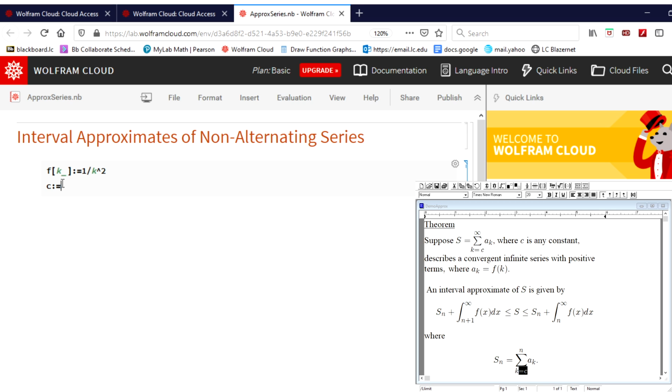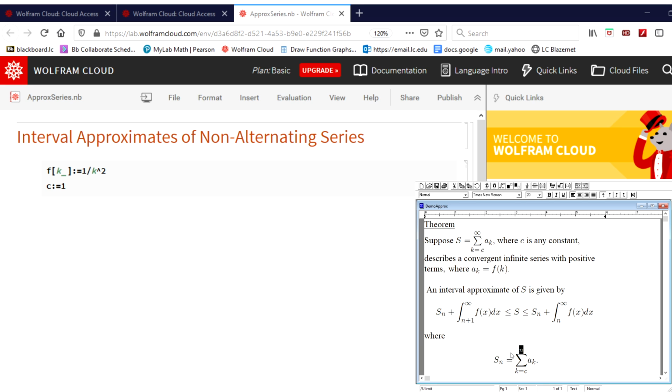Where we might naturally start 1 over k squared will not be at 0, because 0 would certainly produce an undefined term for the first term. But let's go ahead and start it at the value of 1. That is going to be the location for my lower index of k, the value from this lower index on k in these infinite summations or in this sequence of partial sums. Now, in this interval approximate, the value s sub n and the values of these improper integrals involve the value of n.